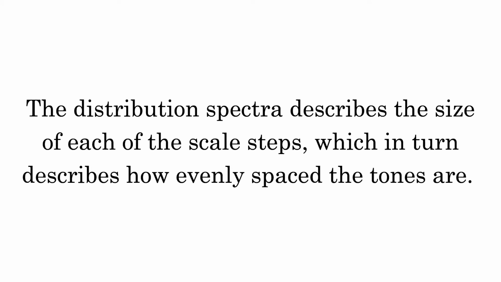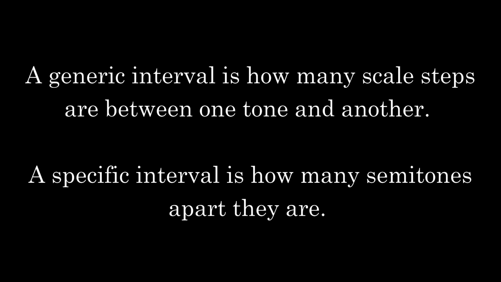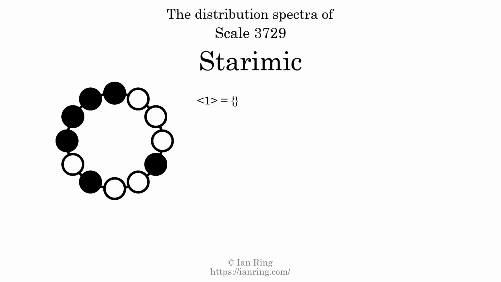The distribution spectra describes the size of each of the scale steps, which in turn describes how evenly spaced the tones are. A generic interval is how many scale steps are between one tone and another. A specific interval is how many semitones apart they are. The generic interval of one scale step comes in 4 different specific interval sizes. 1 semitone, 2 semitones, 3 semitones, and 4 semitones. The spectrum width of this generic interval is the highest, 4, minus the lowest, 1, which equals 3.